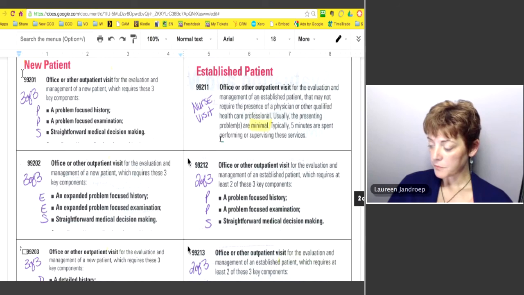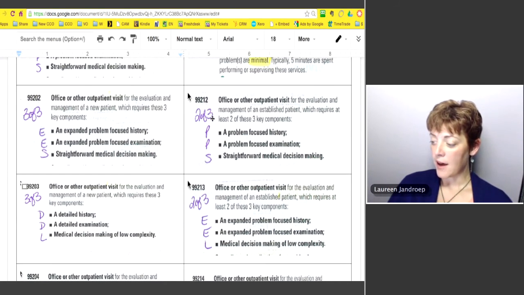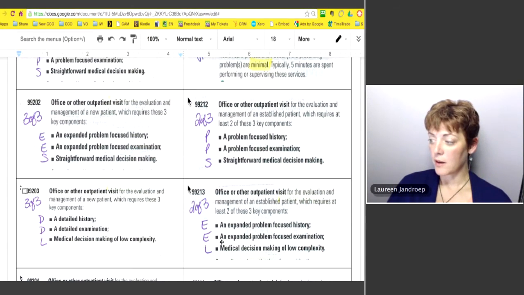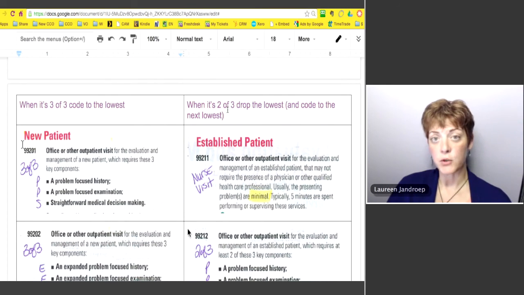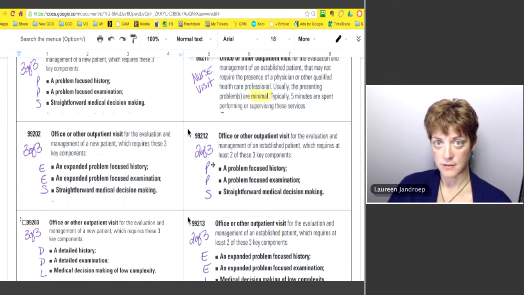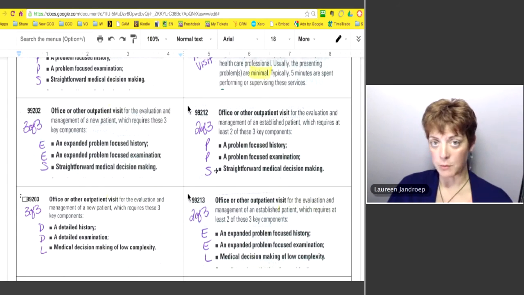So a PPL, both the P's show up on level 2 for the established, and the L shows up on level 3. The saying for 2 of 3 is when it's 2 of 3, drop the lowest and code to the next lowest. So we're able to drop one of the P's, but not the second one. So that's why the overall E&M level is a 99212 for a PPL. Okay, we can drop one of the 3 bullets, but not 2 of the 3 bullets.